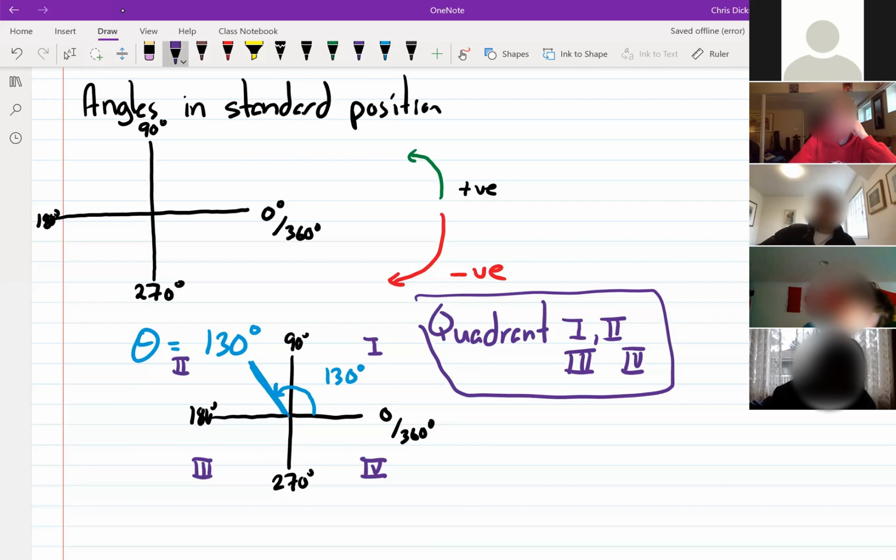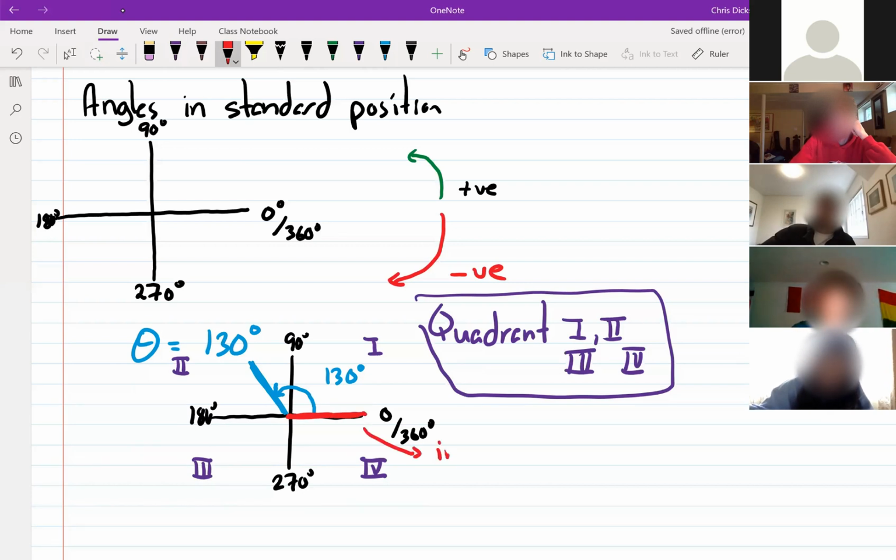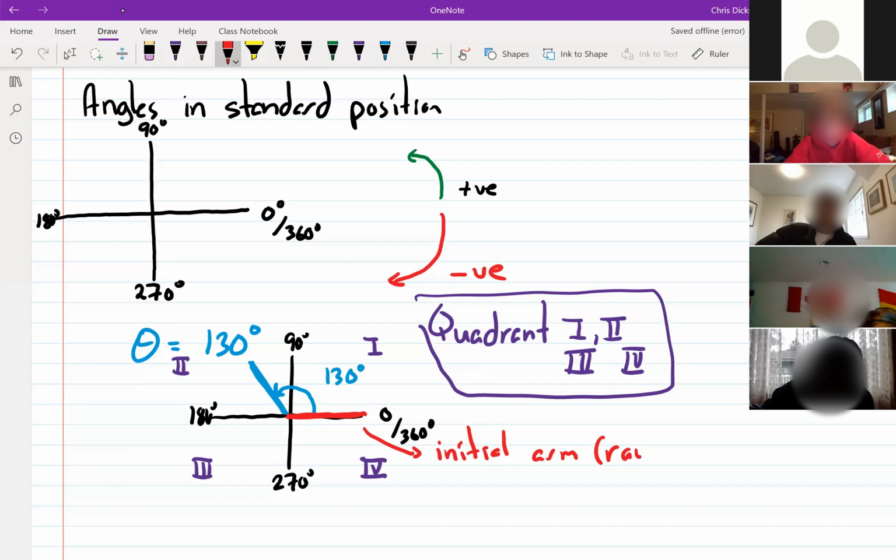Now, the arms of the angle are always given special names too. So this arm here where the angle starts, that's our red line there, we call that the initial arm. Or sometimes in the book, they'll use the word ray. You might say initial ray. And then where the angle stops, I should have switched my colors here. Red means stop. But anyway, green, we'll say here, this is called the terminal arm.